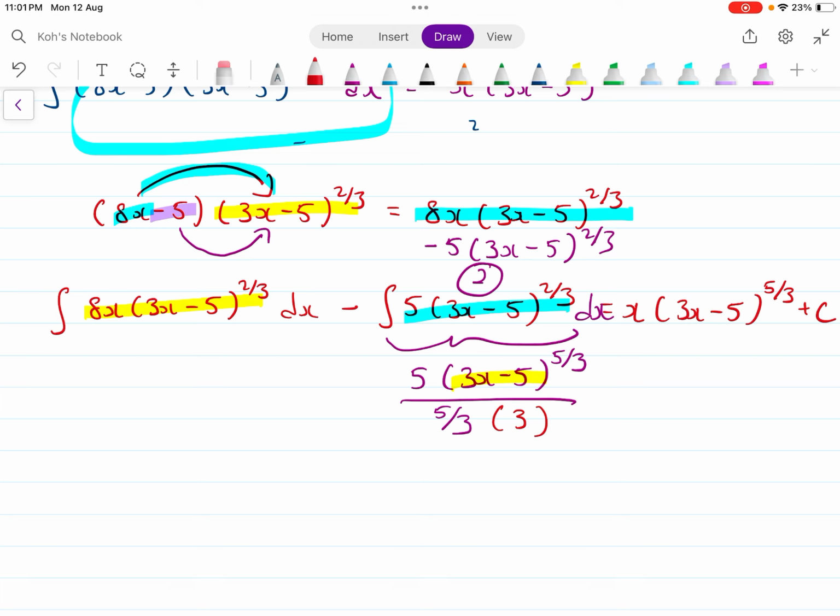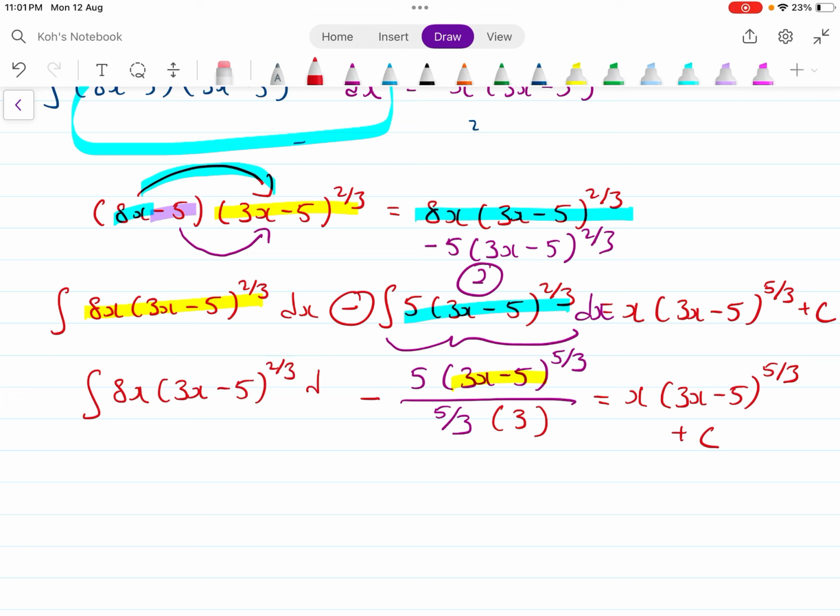So of course, I do the integral already. But of course, not to forget there's a minus. So I just put a minus here. So I put x(3x − 5)^(5/3) plus c. So what is left is actually this, 8x (3x − 5)^(2/3) dx.